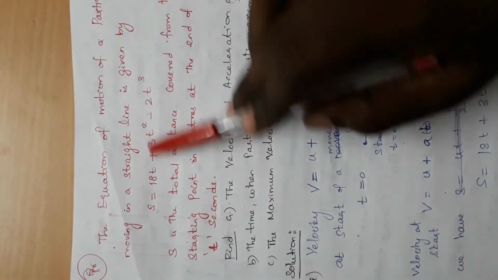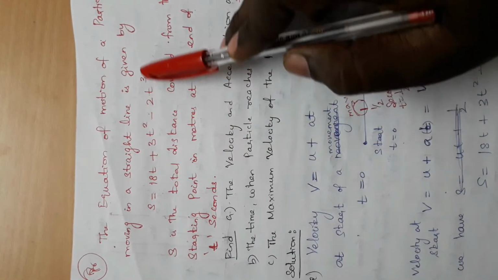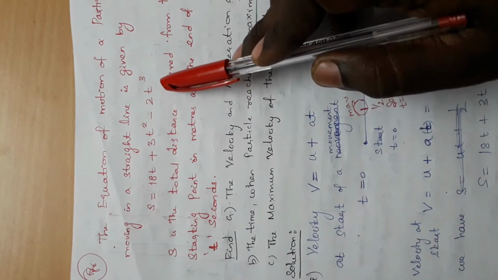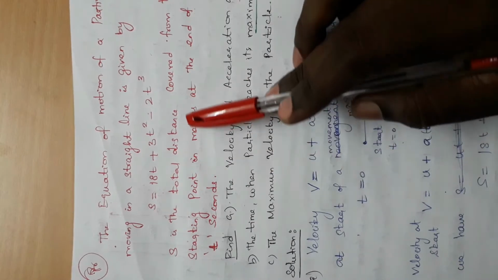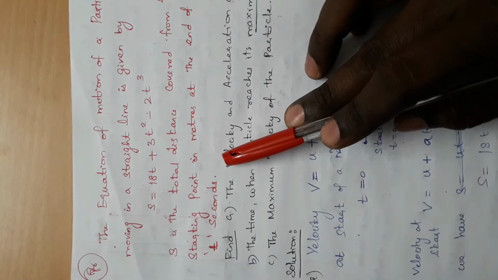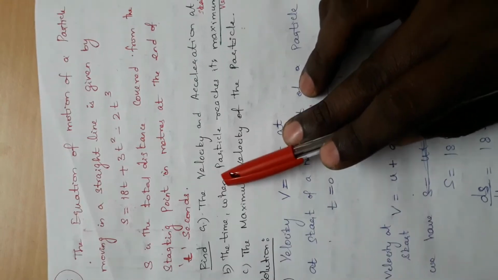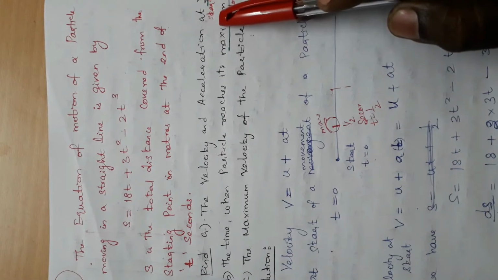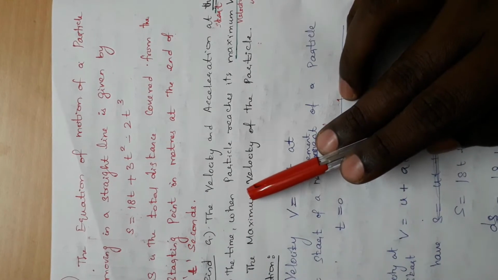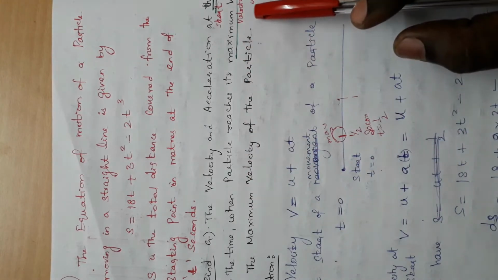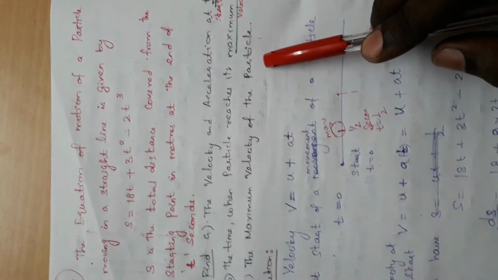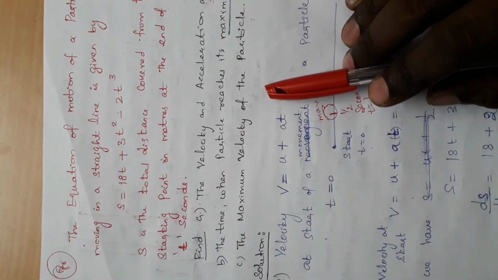The equation of motion of a particle moving in a straight line is given by S = 18t + 3t² − 2t³. So S is the distance covered from the starting point in meters at the end of t seconds. We have to find the velocity and acceleration at the start, the time when the particle reaches its maximum velocity, and the maximum velocity of the particle. So we will find them one by one.